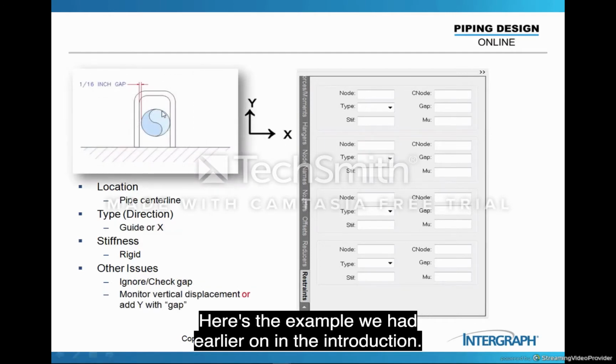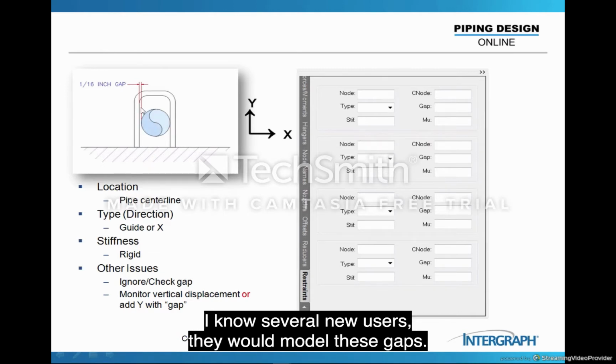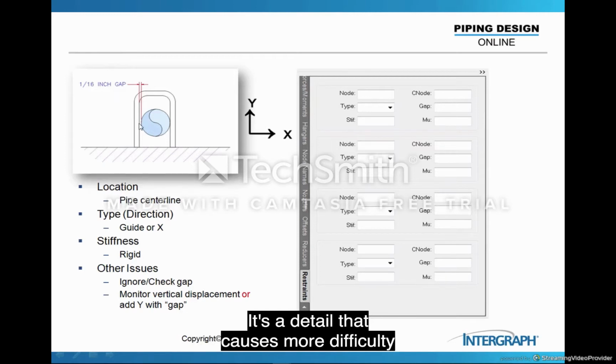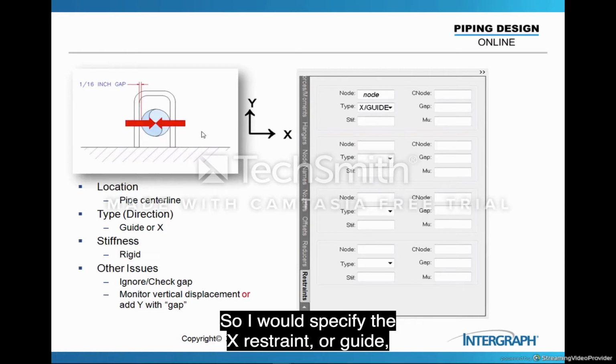Here's the example we had earlier on in the introduction. I know several new users would model these gaps. These gaps can get us involved with non-convergence issues. It's a detail that causes more difficulty than it provides solution. So I would specify the X restraint or guide with no gap.